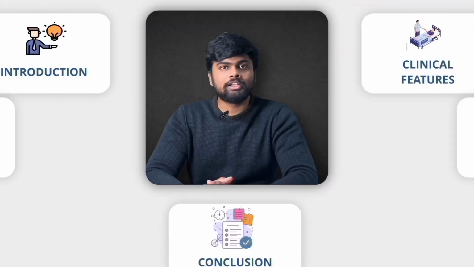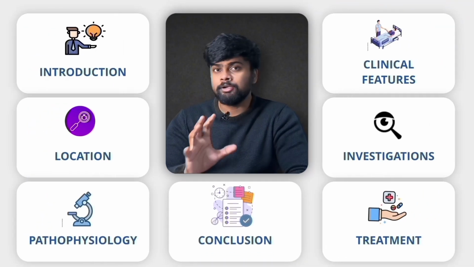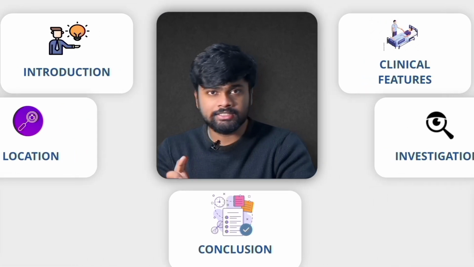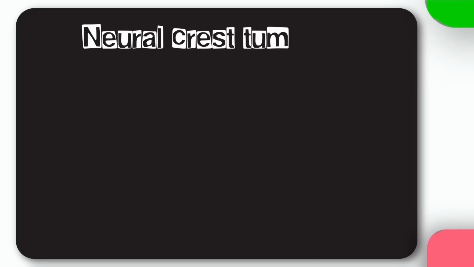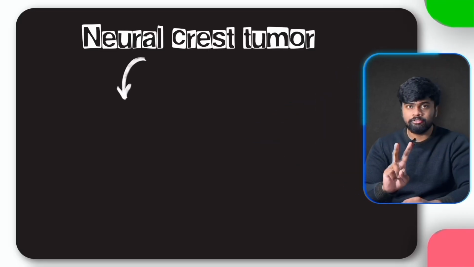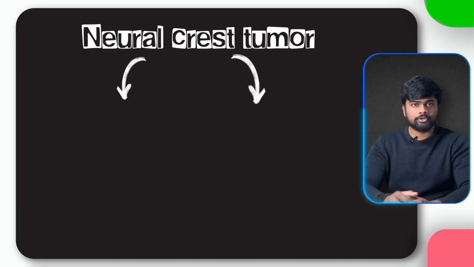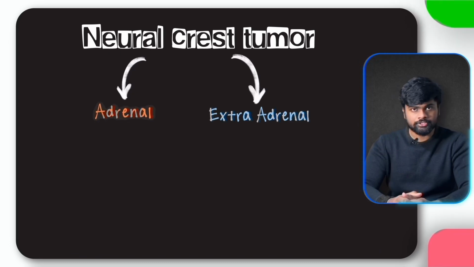Welcome back guys. Today let's study about pheochromocytoma. But before studying pheochromocytoma, let us understand the classification of neural crest tumors. The neural crest tumors are divided into two types: adrenal neural crest tumors, extraadrenal neural crest tumors.